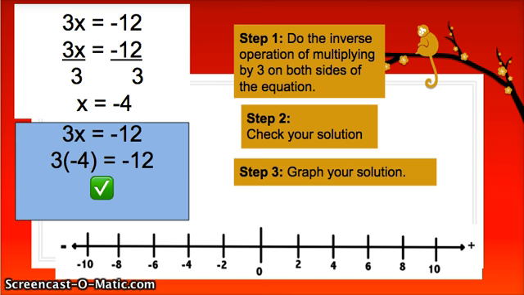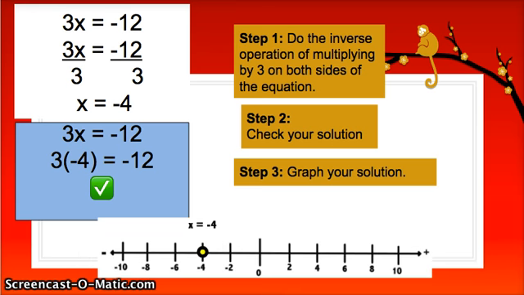Finally, don't forget to graph your solution. If the solution is x equals -4, I go and find -4 on the number line, and I put a closed circle. And that should be closed. If you can't see, there is yellow in there. It kind of looks like it's hollow, but it's not. So make sure you have that as a closed circle.